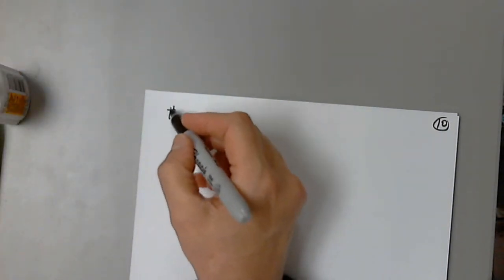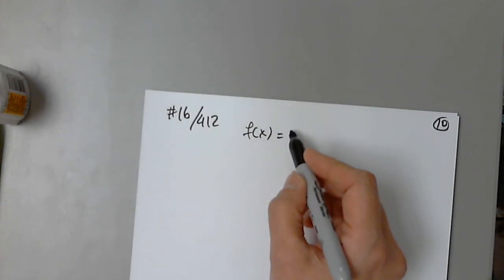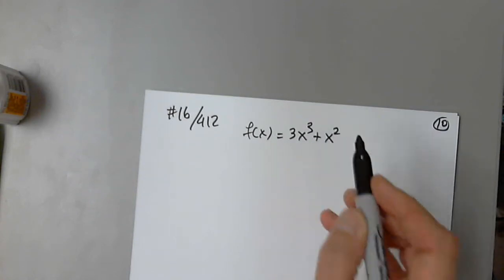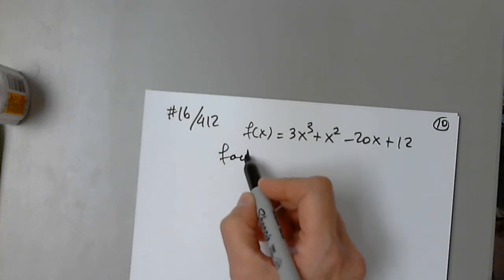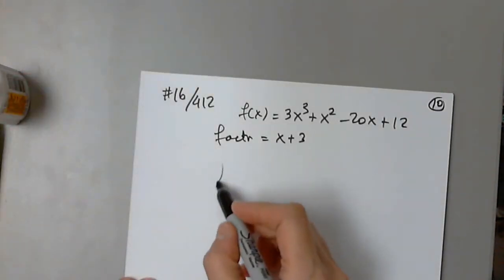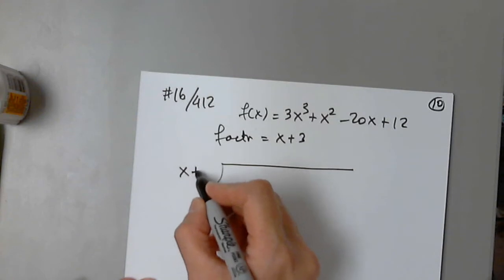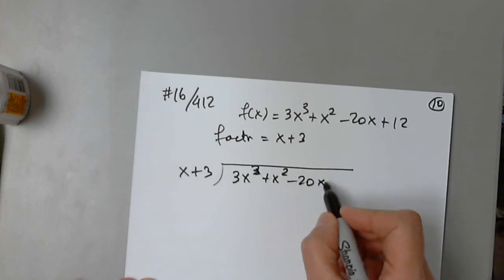Okay, 16 on page 412. We have f of x equals 3x cubed plus x squared minus 20x plus 12, and they say that there is one factor of x plus 3. So what is the degree of this polynomial? 3. How many factors can it have? 3, of course, and we are given 1. Good. So we will use long division to determine the quotient: 3x cubed plus x squared minus 20x plus 12.